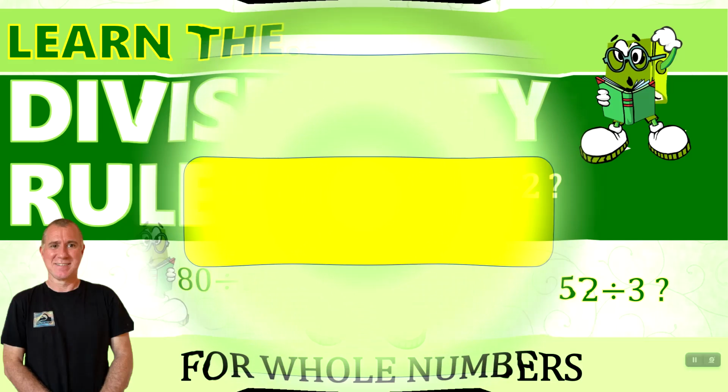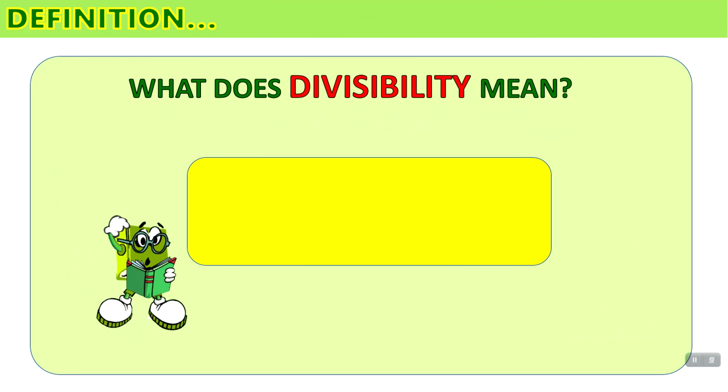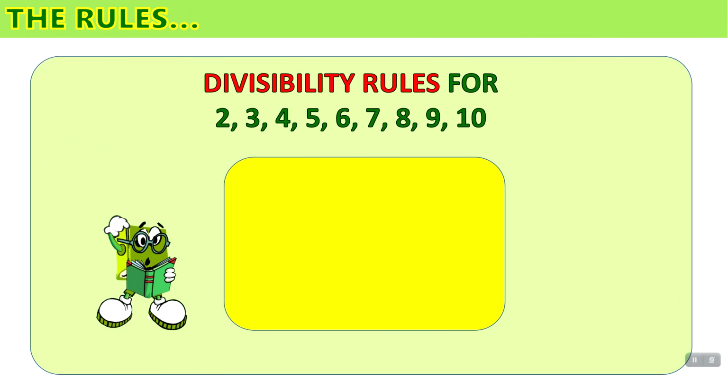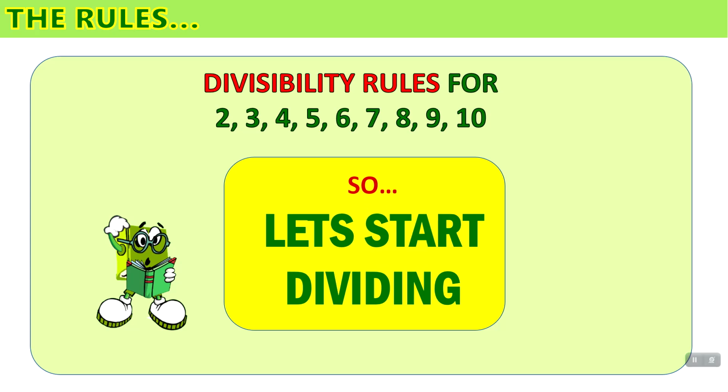Let's take a look. First, the definition. What does divisibility actually mean? It means that the number can be divided with no remainder. If a number is divisible by another number, it means that when we divide, we are left with no remainder, or the remainder is 0. So let's take a look at the divisibility rules for the numbers 2 through 10. Let's start dividing.